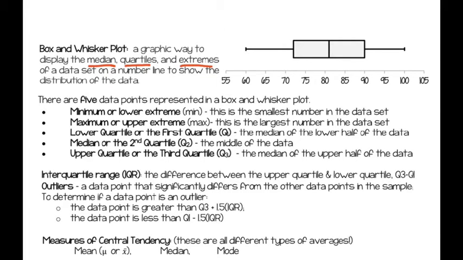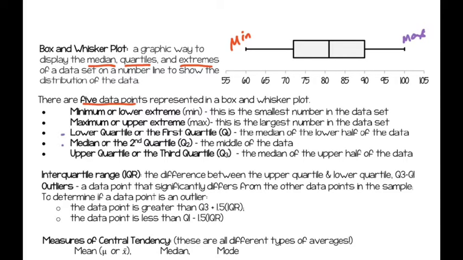There are 5 data points that are represented in a box and whisker plot. The first one is the minimum or the lower extreme, and that's the smallest data point. I'll put minimum right there. So label your box and whisker plot. That's going to be minimum. And then the next one, maximum or upper extreme, and that's going to be the highest number that you have.